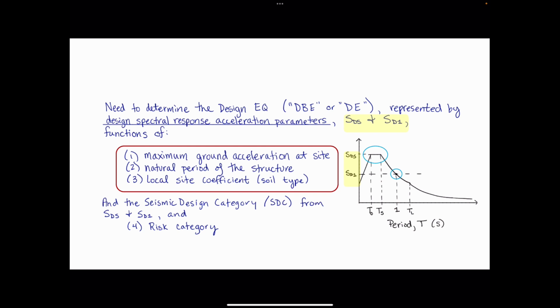And then once we do that, we need to find the seismic design category, which is a hazard classification. That's going to be based on the design earthquake and also on the risk category of the structure. So we'll talk you through both of these processes. First, we'll look at defining the design earthquake.